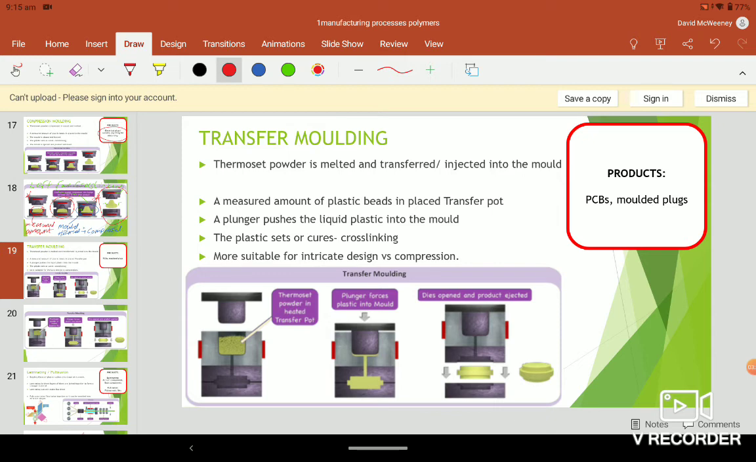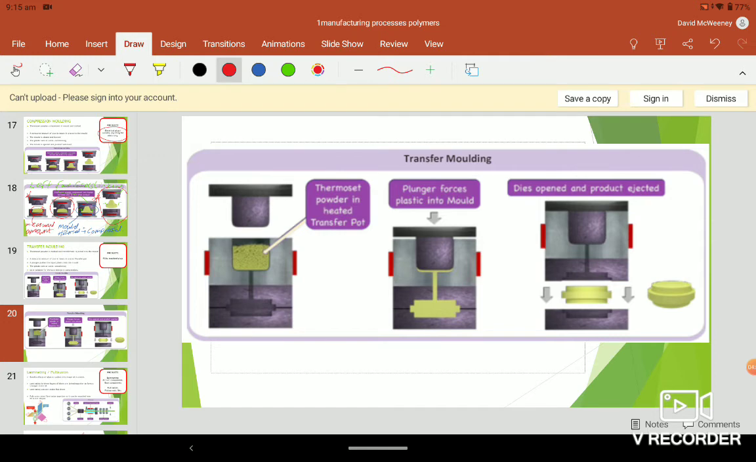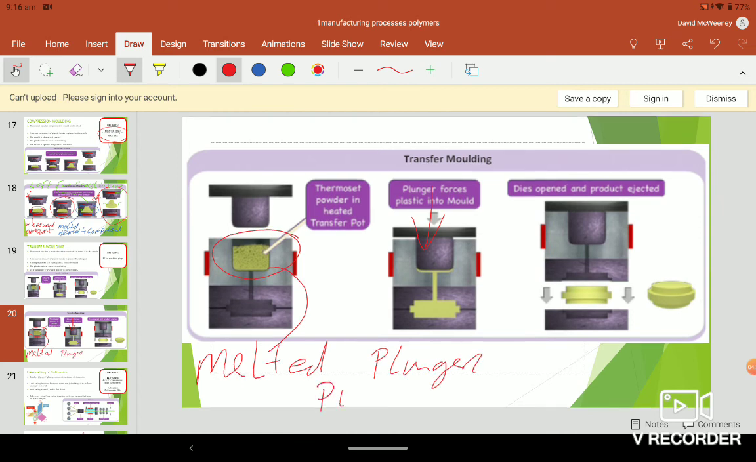Okay, so what happens here? I'm just going to click onto this next page. So what you have is, you don't need to worry so much about the amount here. Okay, so what happens is it gets melted in the melting pot or the transfer pot, whatever you want to call it. It gets melted here, and then the plunger comes down, and the plunger pushes it into the mold.